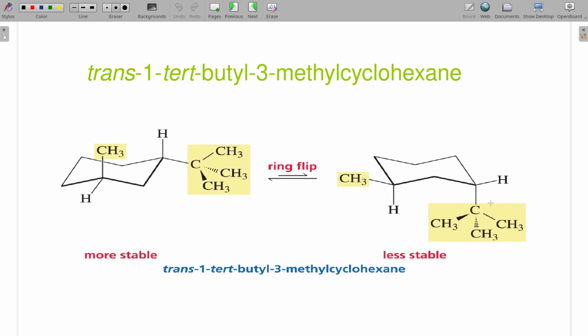Okay, trans is a totally different story, though, because when it's trans, we could actually view it this way in the ring, got my hydrogen up, the other hydrogen is down. Those are opposite, that would fit into trans. But we'd have the same type of thing. We'd want to keep this thing equatorial because this is a big bulky group. And this methyl doesn't matter, but in this case the methyl actually has to stay axial.